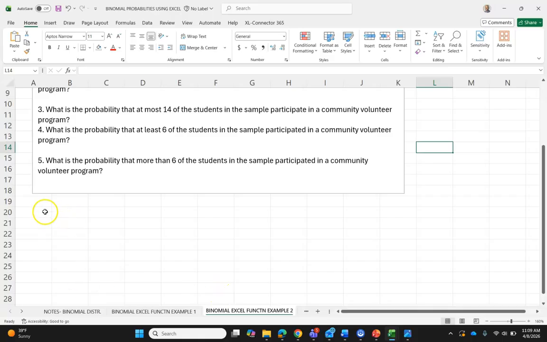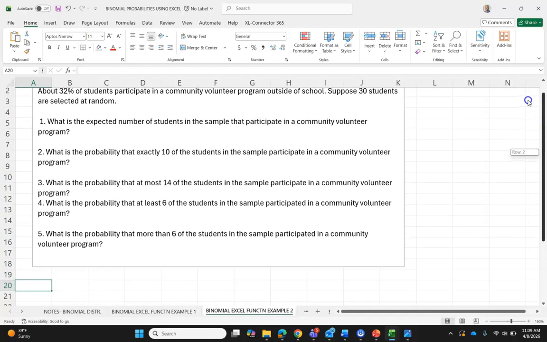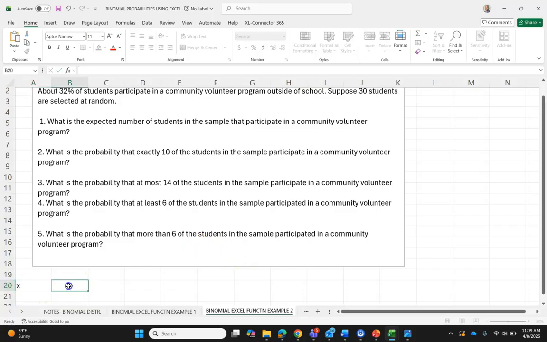So let's start with identifying the information that is available here. You can see that we have 32%. So that is the probability of success. First of all, let's write X. What are we interested in? We are looking at the number of students who participated in a community volunteer program. So X will represent the students who participated in the program.